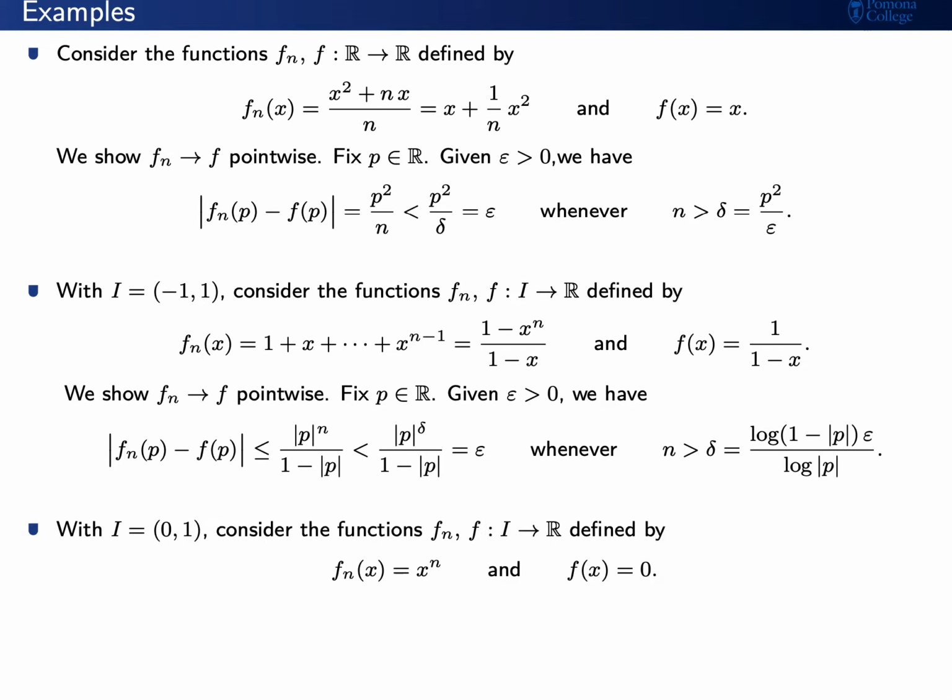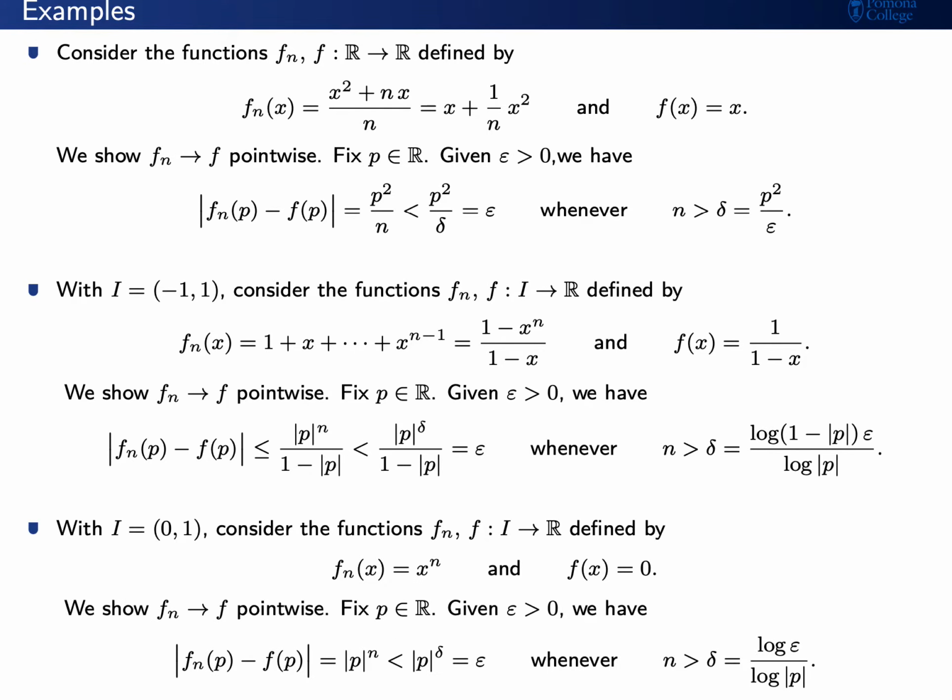And here's our final example. Let's consider I to be the open interval from 0 to 1 and consider the functions f sub n and f to be defined as follows. F sub n of x is x to the n, and f of x is 0. Again, we'll show that f sub n tends to f pointwise. Fix a real number p. Given a positive epsilon, we'll define delta to be the log of epsilon divided by the log of the absolute value of p. Just like before, we have to be a little bit careful when p is equal to 0, but we'll ignore this for the moment. Then, in absolute value, f sub n of p minus f of p is less than epsilon whenever n is greater than delta.